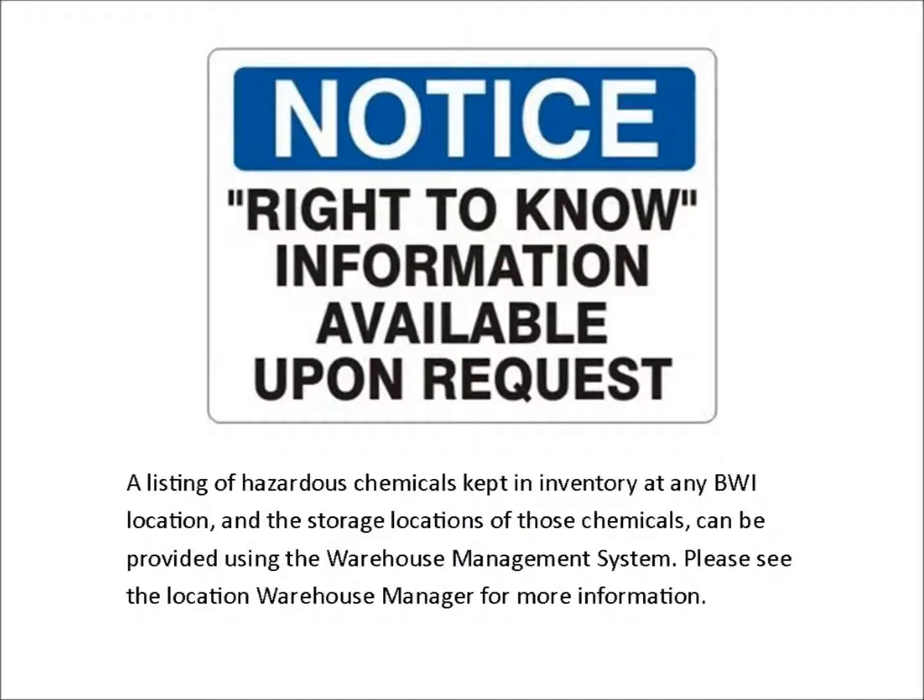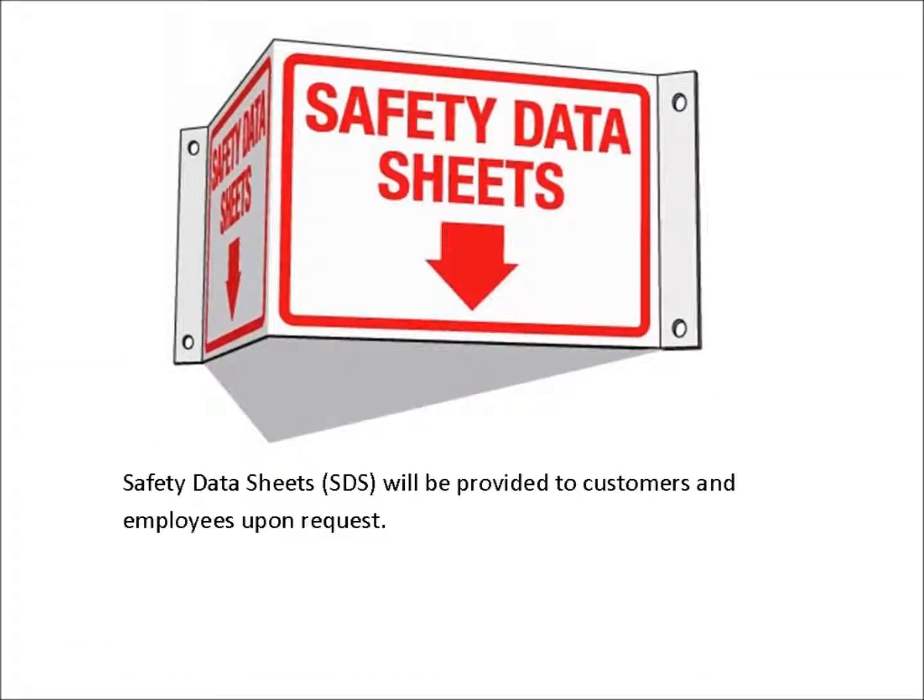A listing of hazardous chemicals kept in inventory at any BWI location and the storage locations of those chemicals can be provided using the Warehouse Management System. Please see the Location Warehouse Manager for more information. Safety data sheets will always be provided to customers and employees upon request.